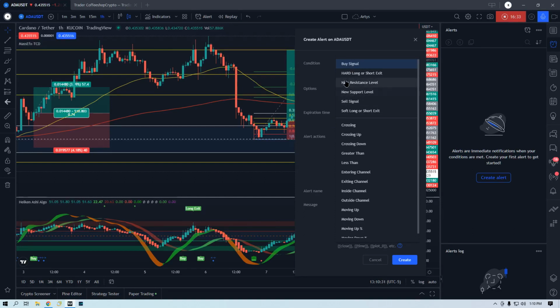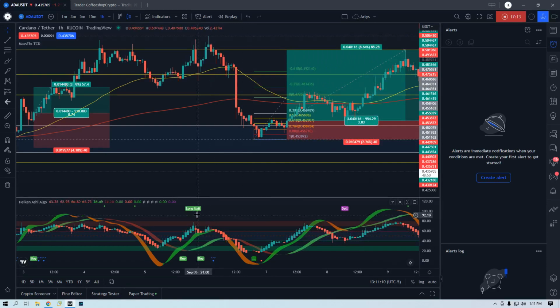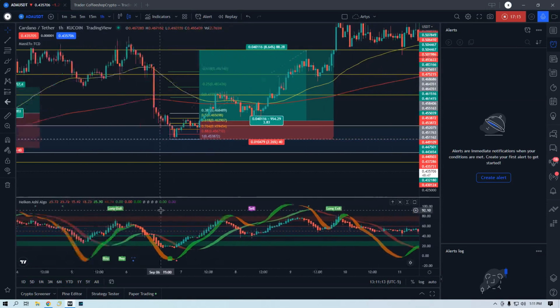Now, this is important. When trend is definitely going to change, whether it's a lot or a little bit of a change, you are looking for this hard long or short exit, okay? Soft long or short exit means that the trend is going to slow down. Now, let me show you what that means. I'm sorry. Let me set an alert for a hard long or short exit. It's going to tell you when trend is going to change definitely, whether you are going short or going long. It will tell you that you are going to get a long exit or a short exit.